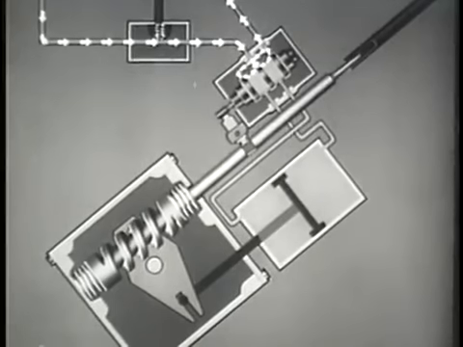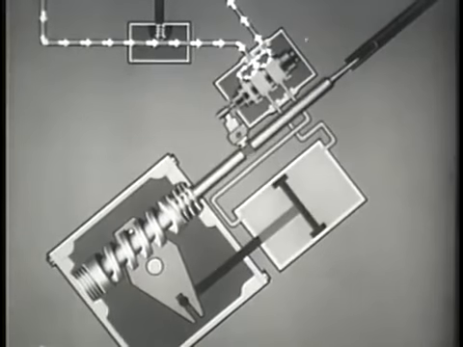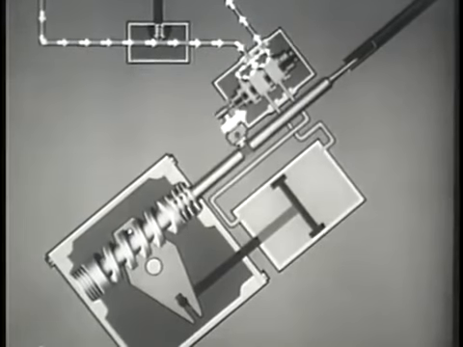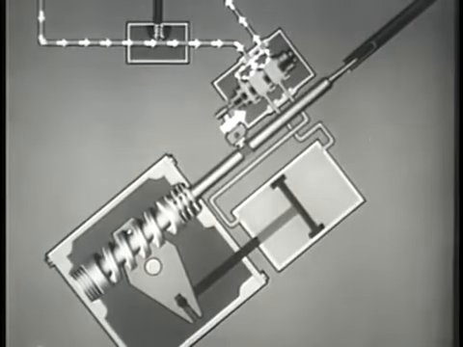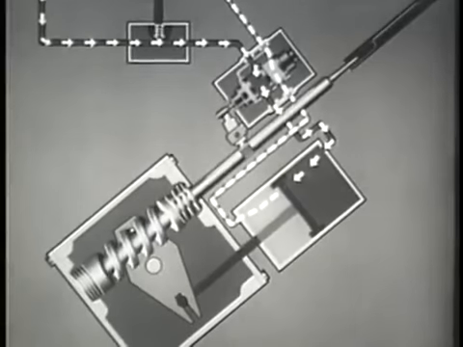To steer in the opposite direction, the cam actuates the control valve lever the other way, and pressure is now directed to the opposite side of the power cylinder piston.